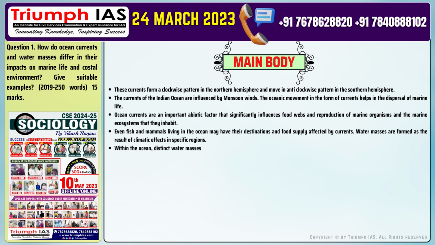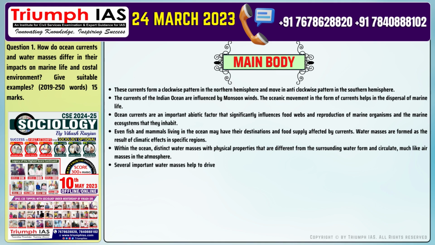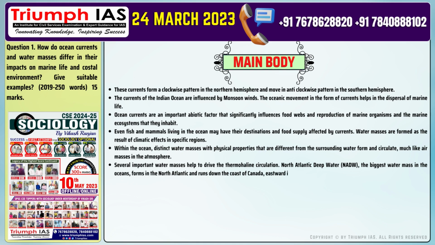Number 5. Within the ocean, distinct water masses with physical properties that are different from the surrounding water form and circulate, much like air masses in the atmosphere. Number 6. Several important water masses help to drive the thermohaline circulation. North Atlantic deep water, NADW, the biggest water mass in the oceans, forms in the North Atlantic and runs down the coast of Canada, eastward into the Atlantic, and south past the tip of South America.